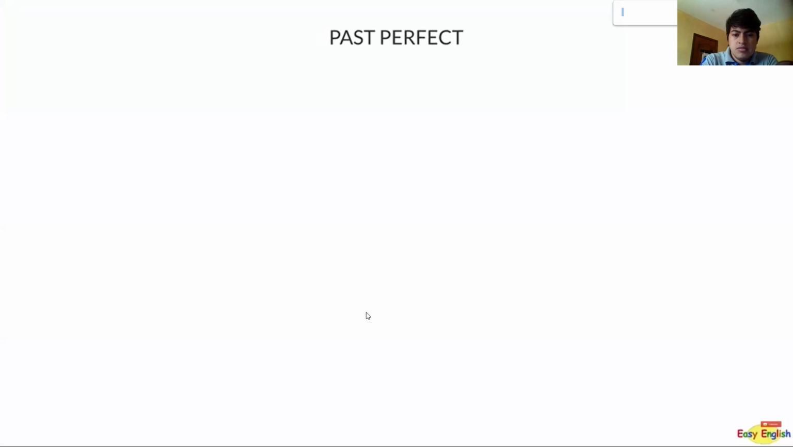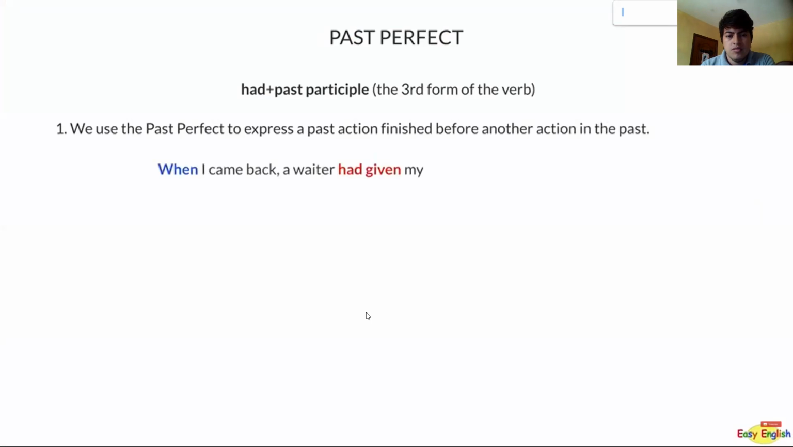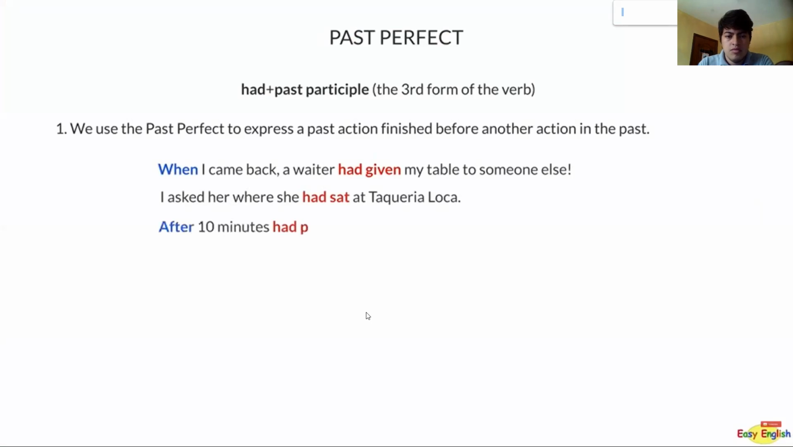Past perfect. The formula for past perfect is had plus past participle, or the third form of the verb. We use the past perfect to express a past action finished before another action in the past. When I came back, a waiter had given my table to someone else. I asked her where she had sat at Taqueria Loca. After 10 minutes had passed, Anne finally showed up.